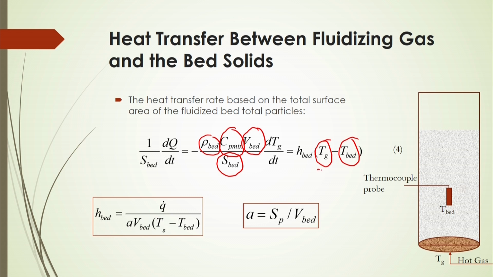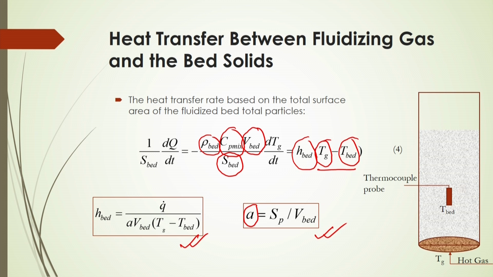So, what will be that difference, Tg minus T bed, and this proportionality constant will be called H bed. H bed denotes the bed heat transfer coefficient instead of only a single particle heat transfer coefficient. H bed will be represented by this equation here: q dot by A into V bed into Tg minus T bed, whereas small a is called the specific interfacial area, that means the surface area of the particles divided by the total volume of the bed here.